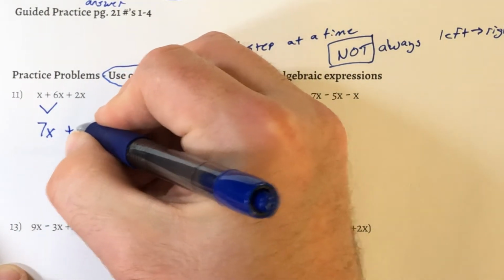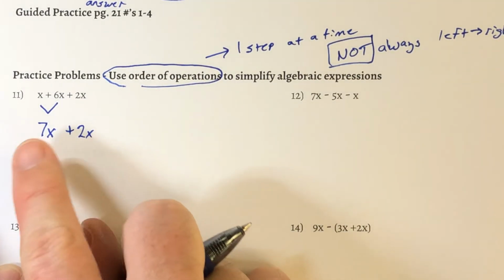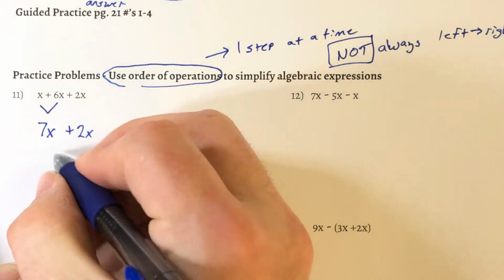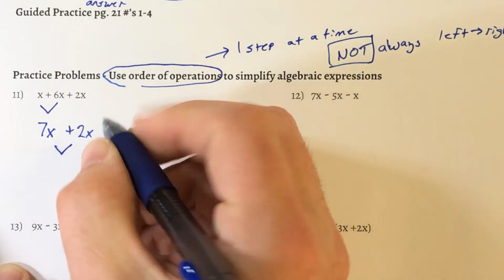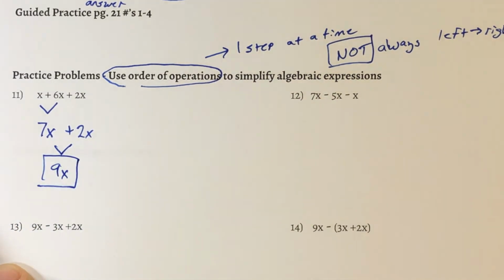Bring down your plus 2x. Parentheses, no. Exponents, no. Multiplication or division? No. Addition or subtraction? Yes. Work left to right. 7x plus 2 groups of x, you now have 9 groups of x. 9x is your answer.